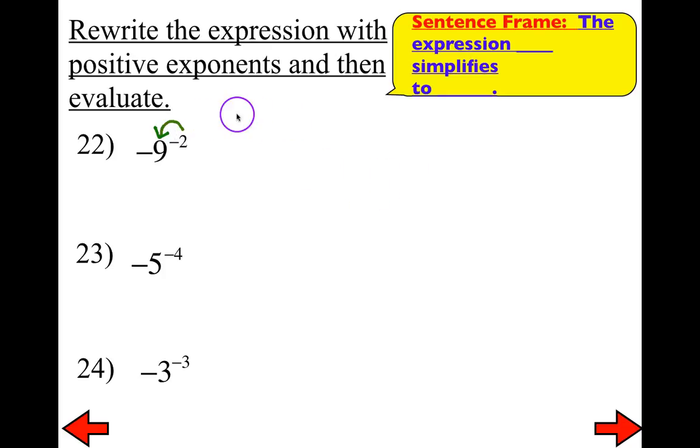So what am I going to do? Again, I'm going to raise 9 to the 0 power, which is 1. And I'm going to repeatedly divide by 9 two times. But guess what? There's still an opposite, or you can say negative, but you're going to still keep that on the outside. So this would be rewritten as the opposite of 1 over 9 squared. That would be my simplified exponent, and this will be evaluated to -1 over 81.